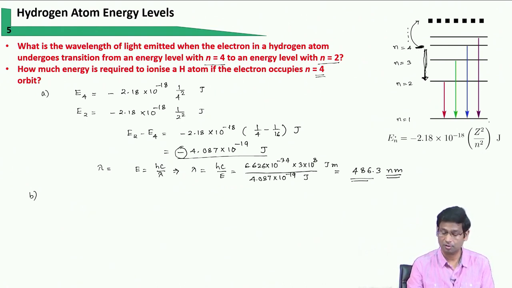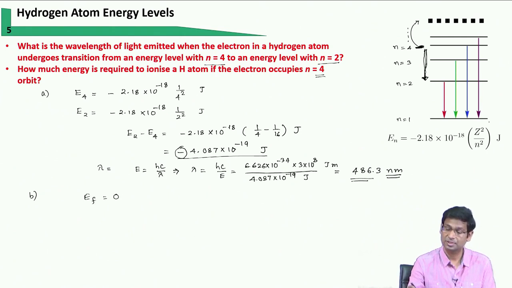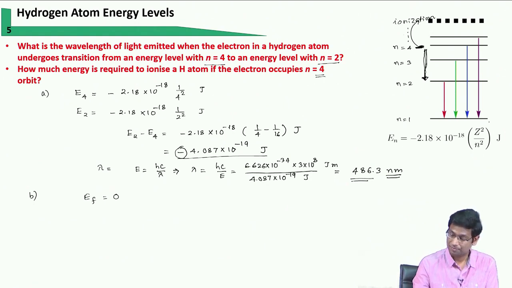So, E infinite, or when n is very large, you would see that this 1 over n square will make this term go to 0. So, therefore, the final state energy for ionization is simply 0. This is the ionization limit, that means the electron is now called a free electron. It is not associated with any nucleus. So, its energy is 0 because n goes very large. And what is the E initial? E initial is simply E4.